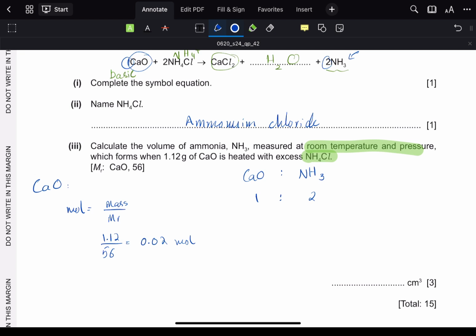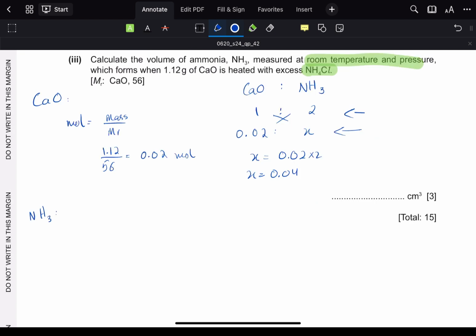The actual number of moles of calcium oxide is 0.02. The number of moles of ammonia is unknown. You could cross multiply to find x, which will be equal to 0.02 times 2, meaning x is 0.04. And please know that these are the mole ratio, the one we write in equations, while this row is the actual number of moles that we can calculate using mass and MR. So now we know the number of moles of ammonia, which is 0.04.